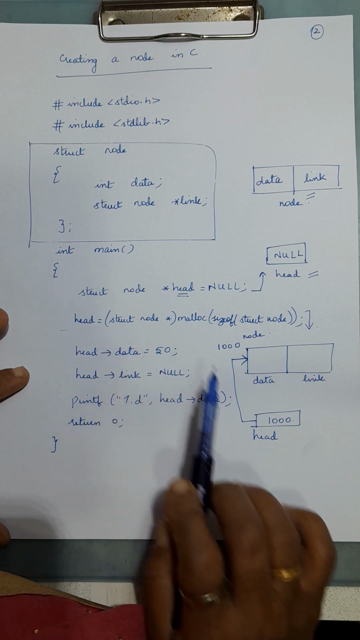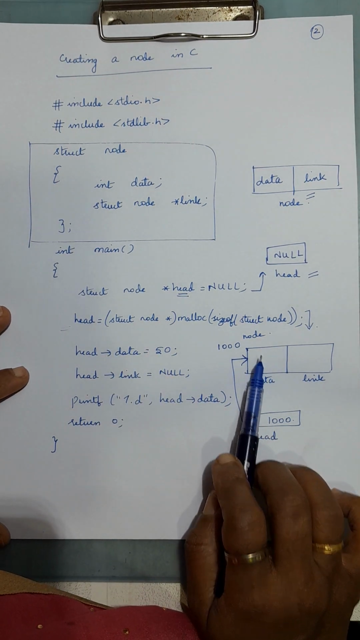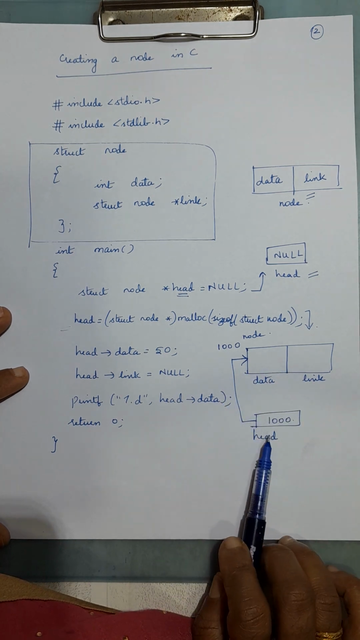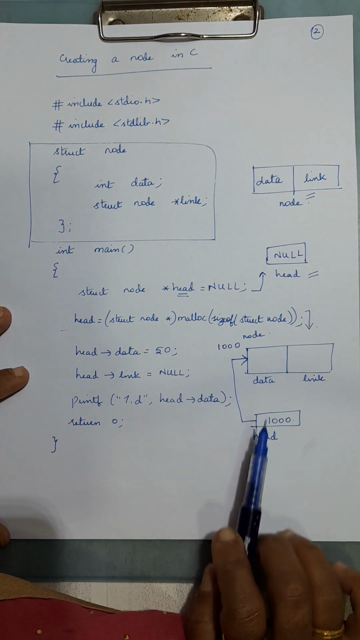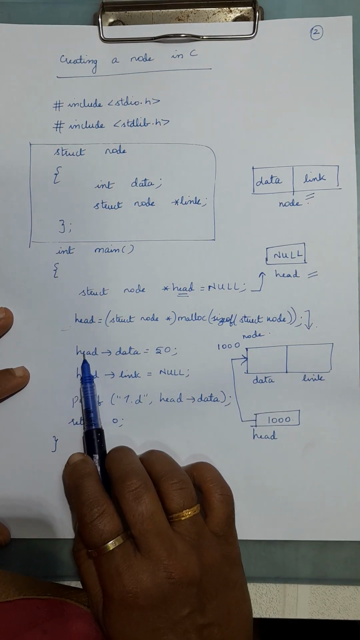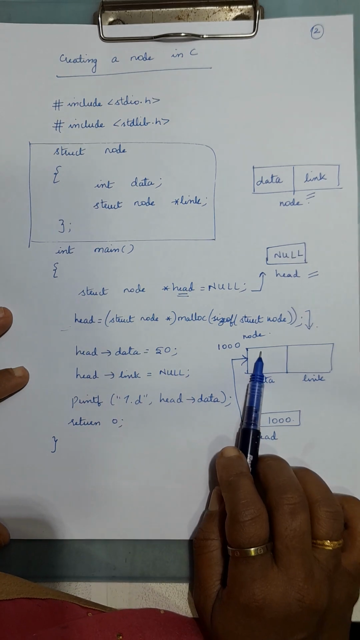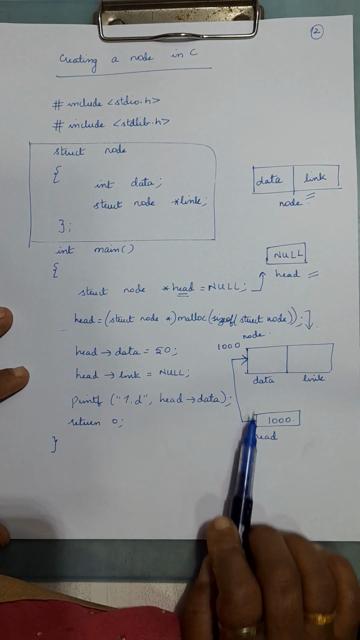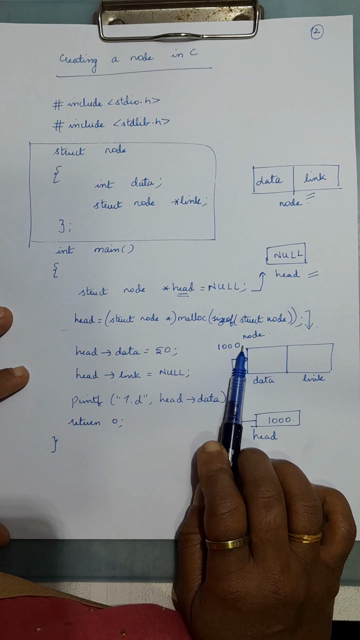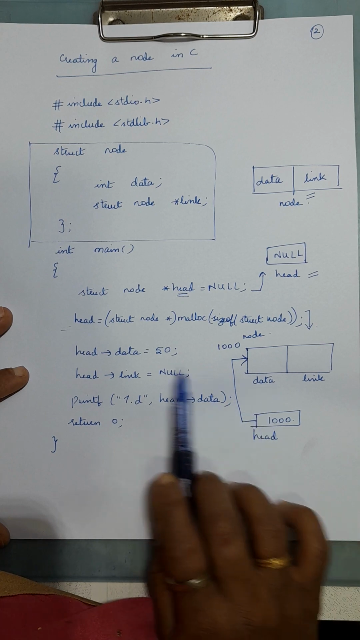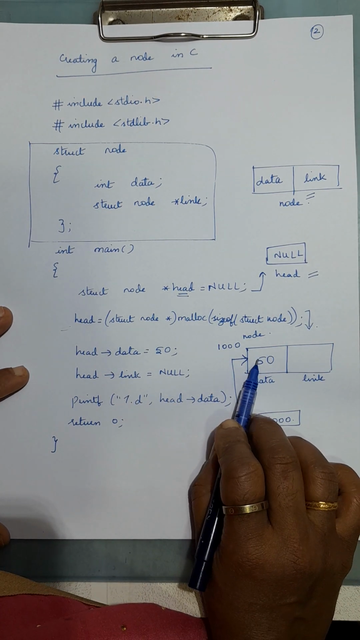Head is equal to, because in order to access data, store data, retrieve data or add data into the structure, we should have a pointer variable. So head will be used in order to add values and retrieve the data. See the next line. Head pointing to data, arrow operator. Arrow operator is used in order to store a value. Okay. So head pointing to data. Head is now pointing to 1000. So at 1000, the first part, the data part, what value am I storing? I am storing 50. So the empty value will be replaced with 50.